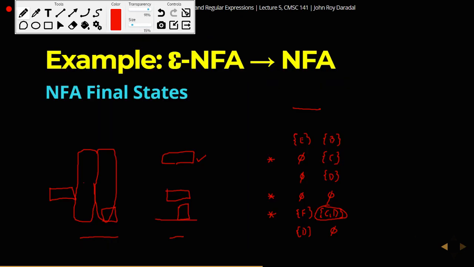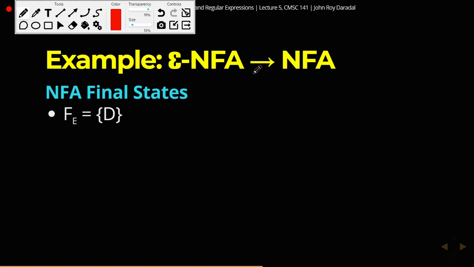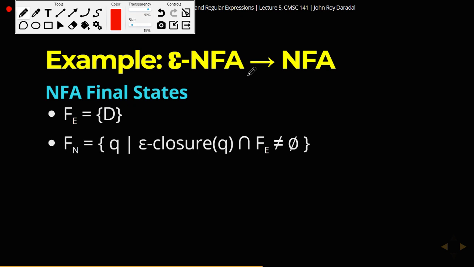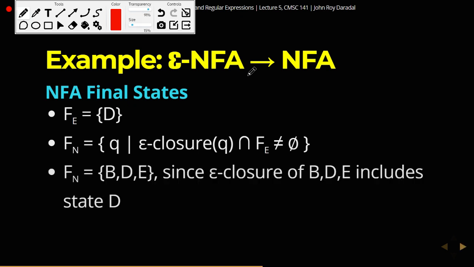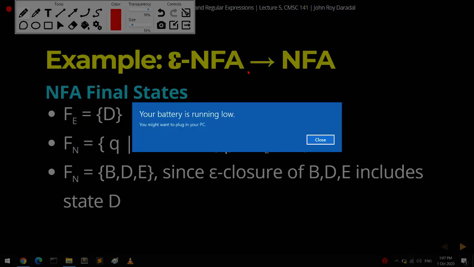Okay, so let's remove all of this now. As I mentioned, the final states originally were only D, right? So if we take all states such that their epsilon closure has a final state, that would be B, D, and E, since their epsilon closures include state D.